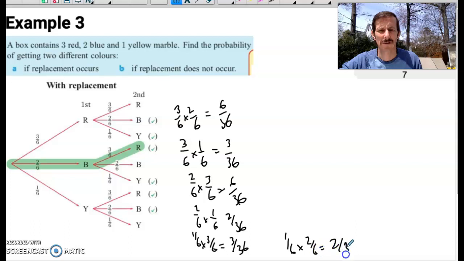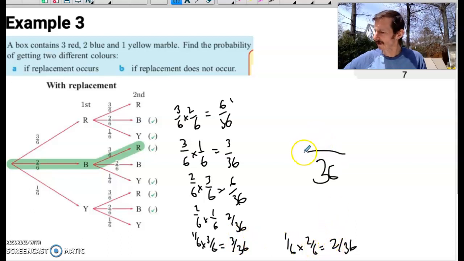That's 2/36. Because any of these could happen, it could be red and blue, or red and yellow, or blue and red, I need to add all of these up. Because they all have a common denominator, I know it's over 36. So I have 6, 7, 8, 9. 9 plus 6 is 25, 26, 27, 28, 29, 30, 31, 32.